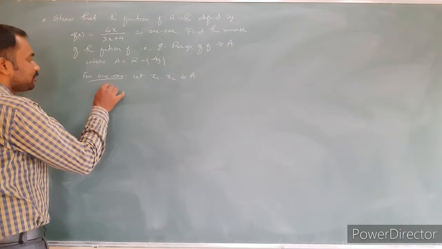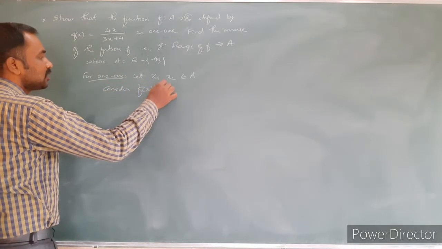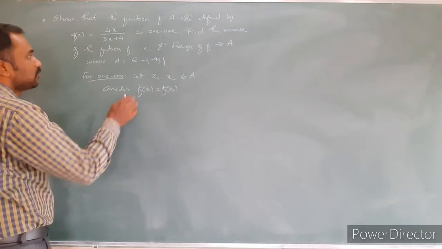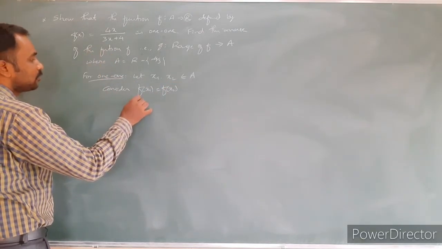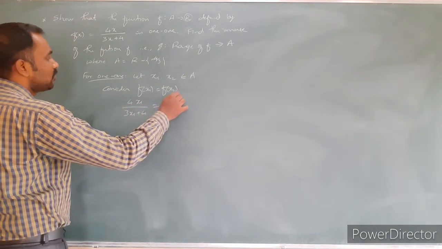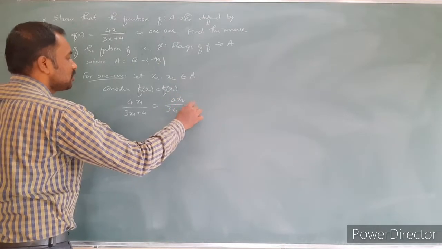Okay, consider f of x1 is equal to f of x2. What is f of x1? f of x is here, and we can write 4x1 divided by 3x1 plus 4 is equal to 4x2 divided by 3x2 plus 4.